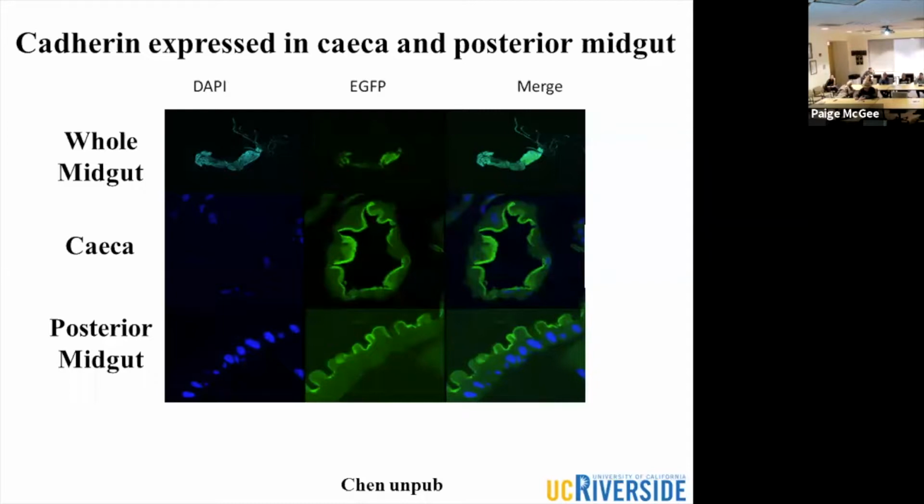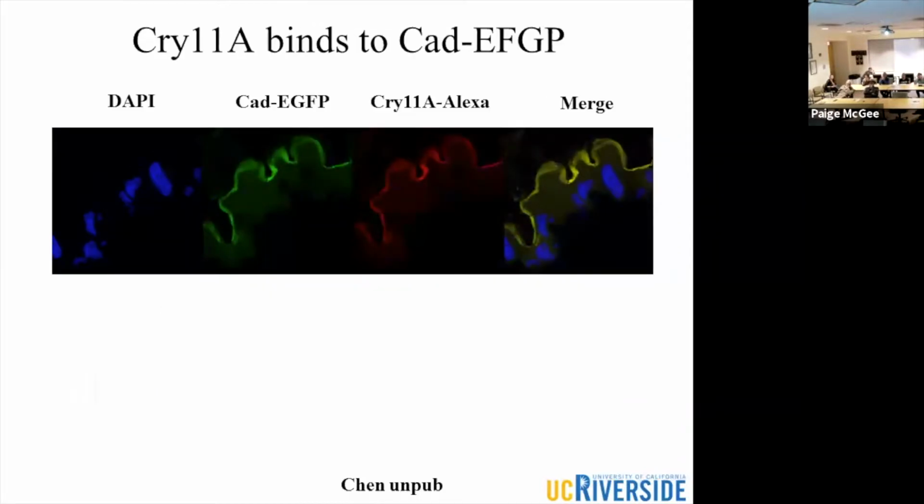And in the bottom panel, you can see it's expressed in the apical cells. So what you're seeing is that the cadherin is expressed in only certain parts. Now, to determine whether the Cry11A toxin actually binds to this region, we then label the Cry11A toxin with Alexa, and then co-incubated this, and you can see the panel in the middle, cadherin is in green. You see it binds. That's where cadherin is expressed. And then Cry11A is in red, and you can see it binds to a certain region.